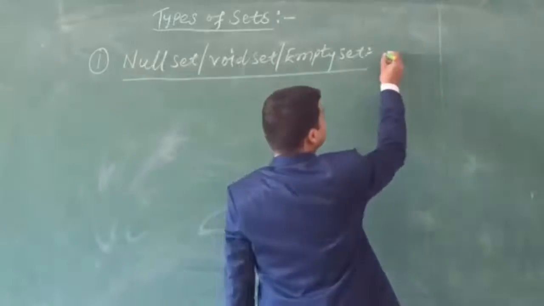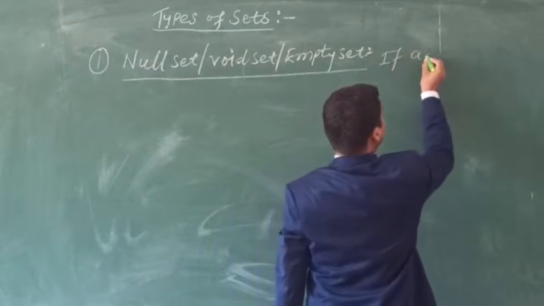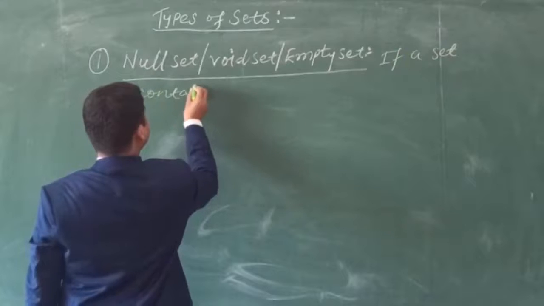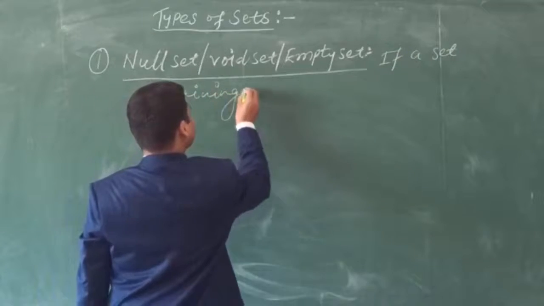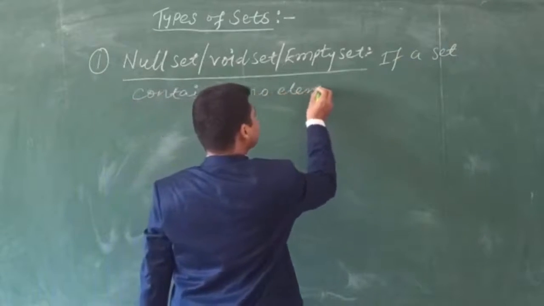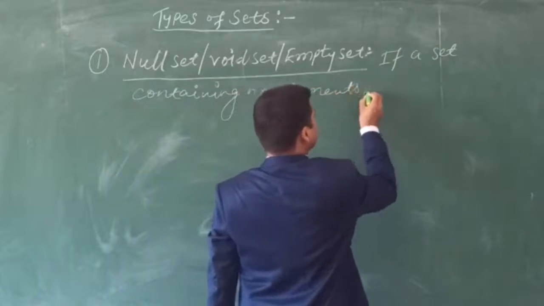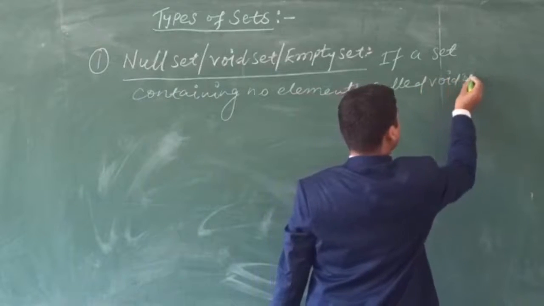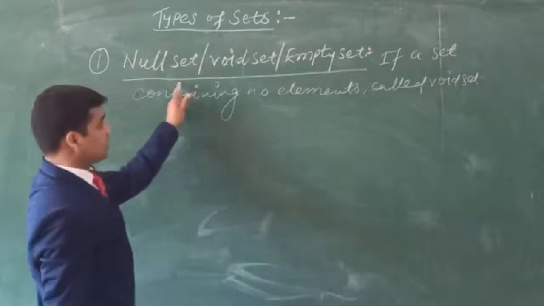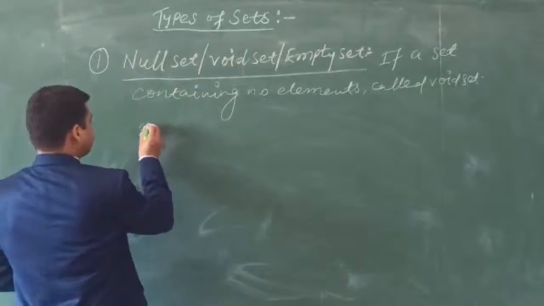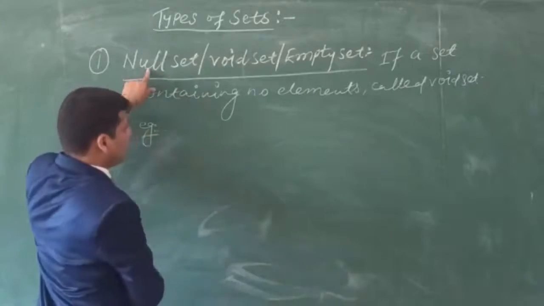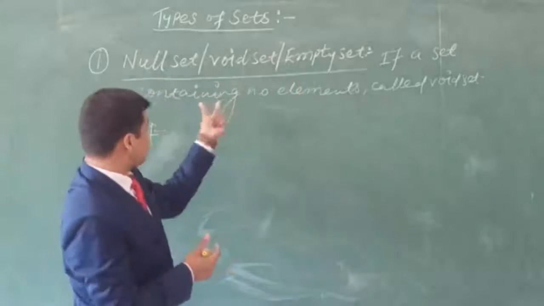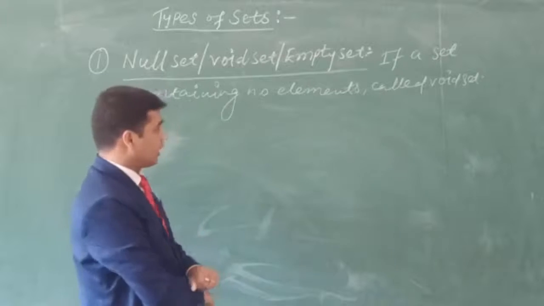So if a set contains no elements, it is called a void set, or you can say null set, or empty set. For example, it's very simple. See this name: null means nothing, void means nothing, empty means nothing. So a set containing no element is called a void set. Okay, now see this here.